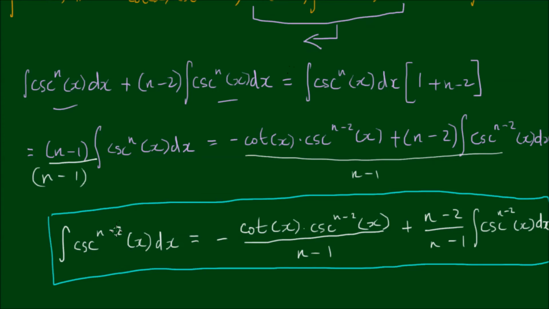And I'm sorry, I've just made a mistake here. I've realized that this should be nth power, not n minus 2. And remember, n is a positive integer. So give that a go.